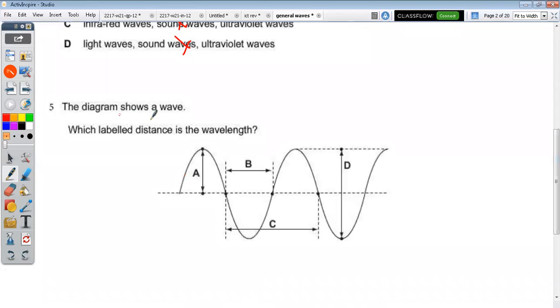Now, the diagram shows you a wave. Which labeled part is the wavelength? So which one is the wavelength? A, B, C, or D? Which one is the wavelength? Wavelength is which one?